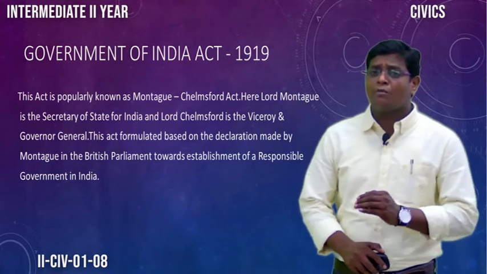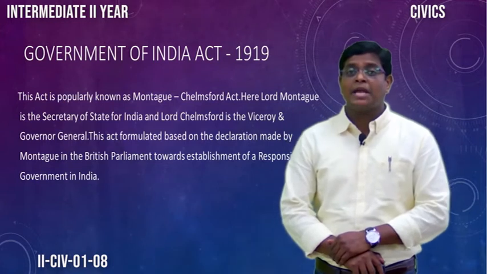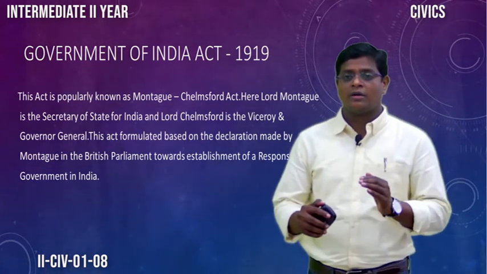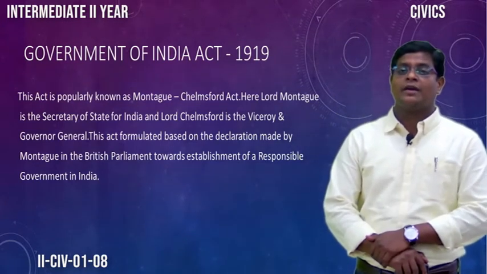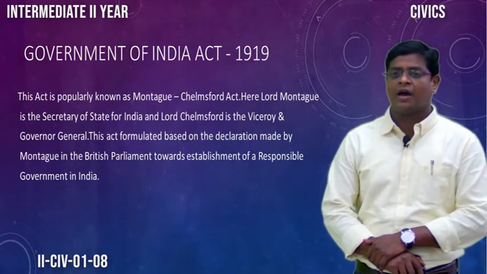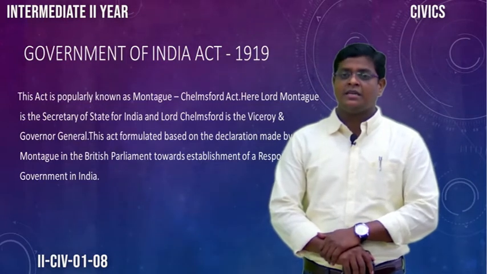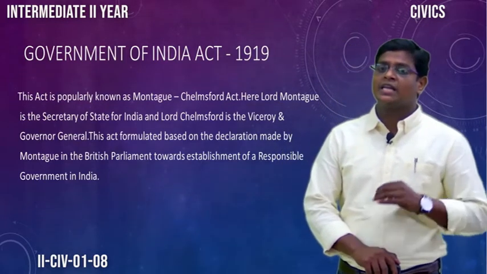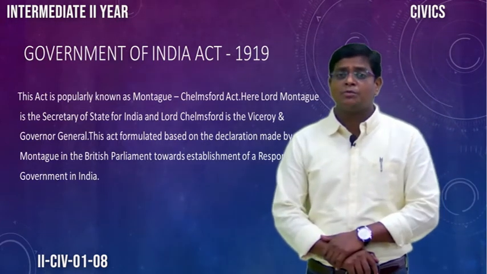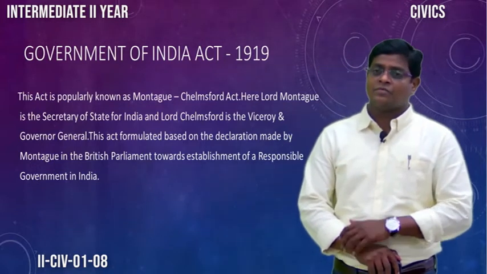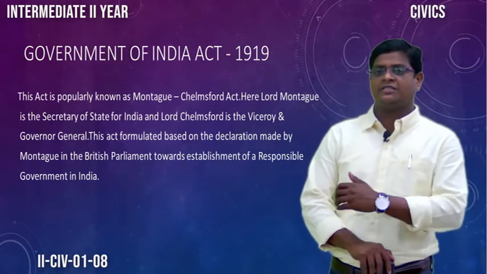This act was formulated based on the declaration made by Montague in 1917 in the British Parliament towards establishment of a responsible government in India. So in the year 1917, Lord Montague announced in the British Parliament the introduction of a responsible form of government in India. This is the basis for the development of the Government of India Act 1919.